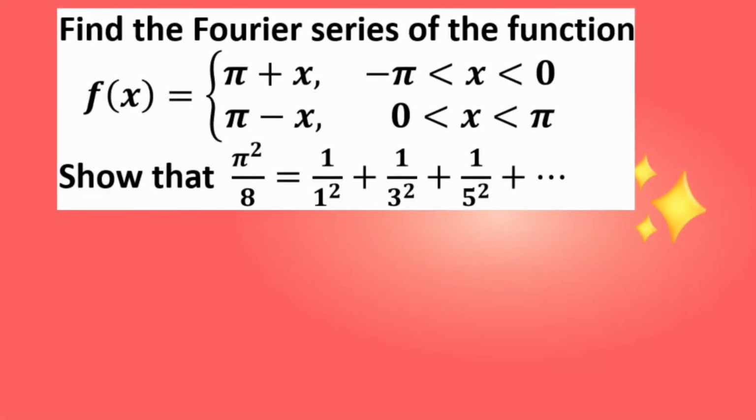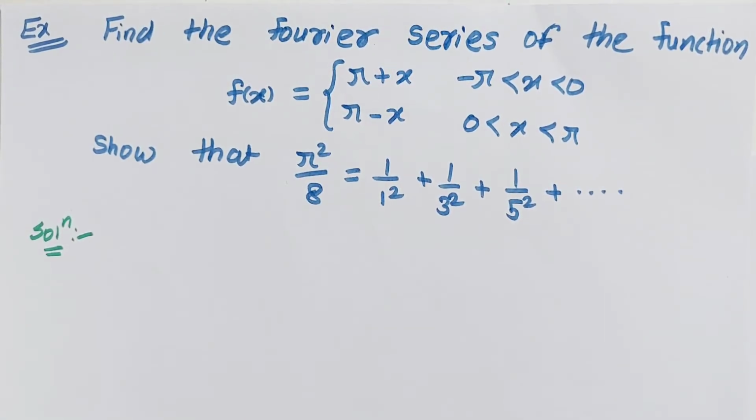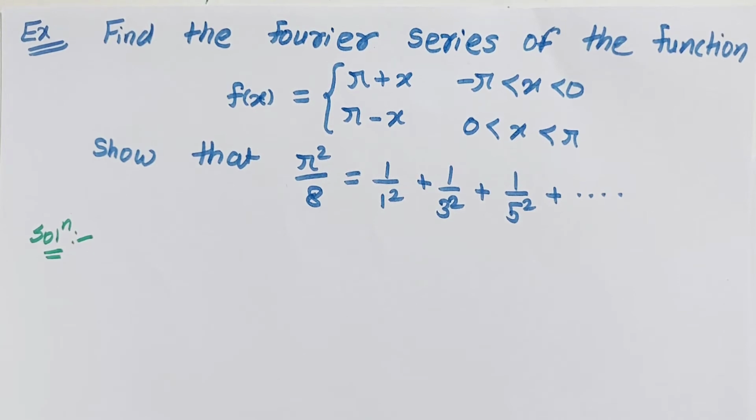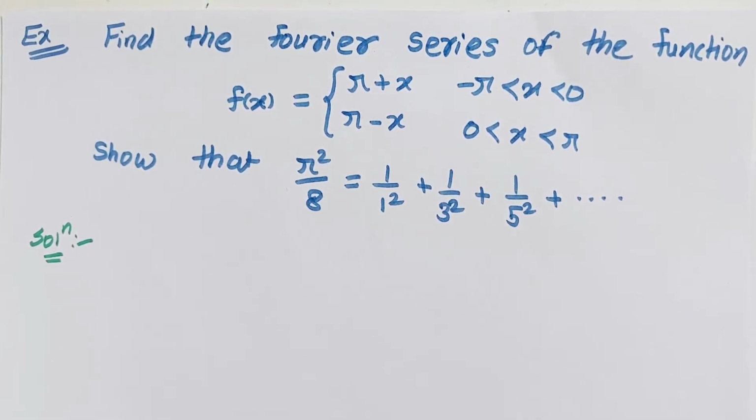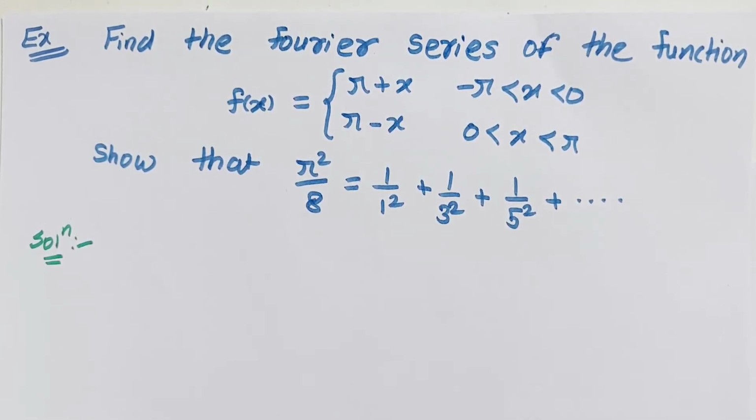Now we discuss the next example. Here the second example is: find the Fourier series for the function f of x equals pi plus x in the interval minus pi less than x less than 0, and pi minus x in the interval 0 to pi. Now see how to solve this example. This is a very important example. Through this example I will explain some important concepts about even and odd functions.